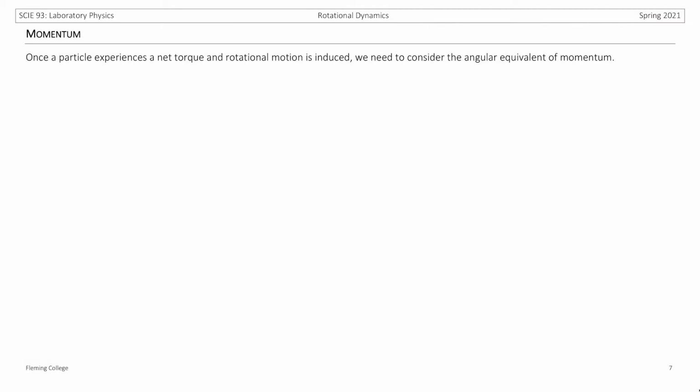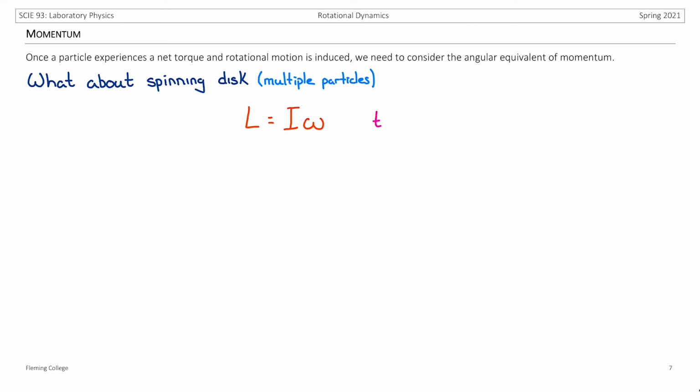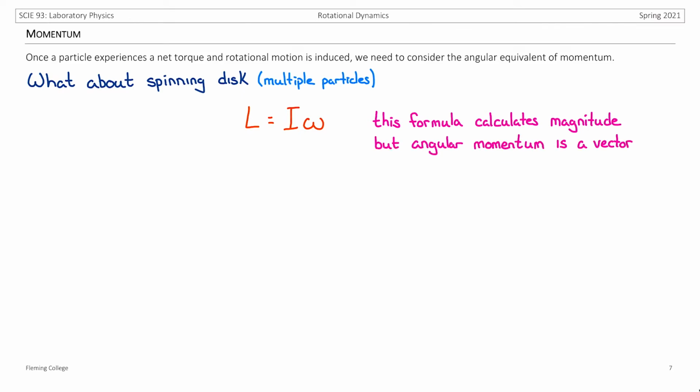Just like our moment of inertia, we need to consider angular momentum when we have infinitely many particles. So what about a spinning disk? In this case, we would still be able to calculate our angular momentum, but we would use the formula that L is equal to the moment of inertia times the angular velocity. Well, this equation is listed as a magnitude equation. Remember, angular momentum is a vector, and we will need to use the right-hand rule to determine the direction.